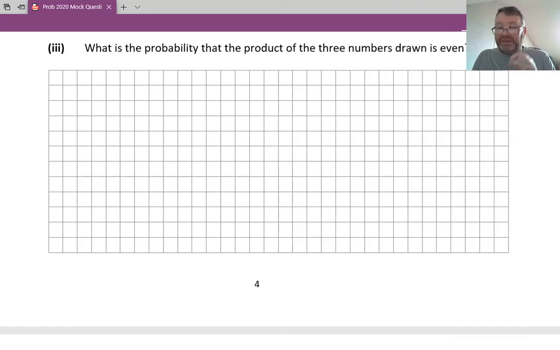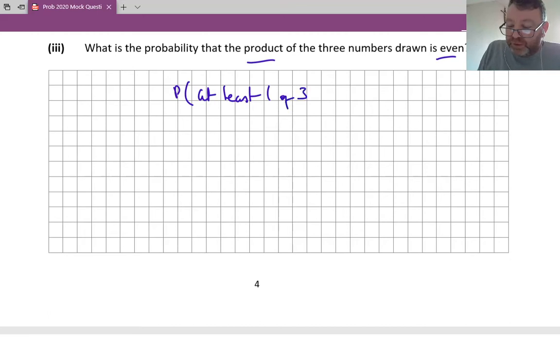So, in order for me to get an even product, notice, at least one of the three must be even. So if I'm looking at the probability of at least one of the three numbers being even, remember I told you about the questions in relation to "at least"? What's the other way to state that? It means none of them can't be even. So we don't want no evens, okay?